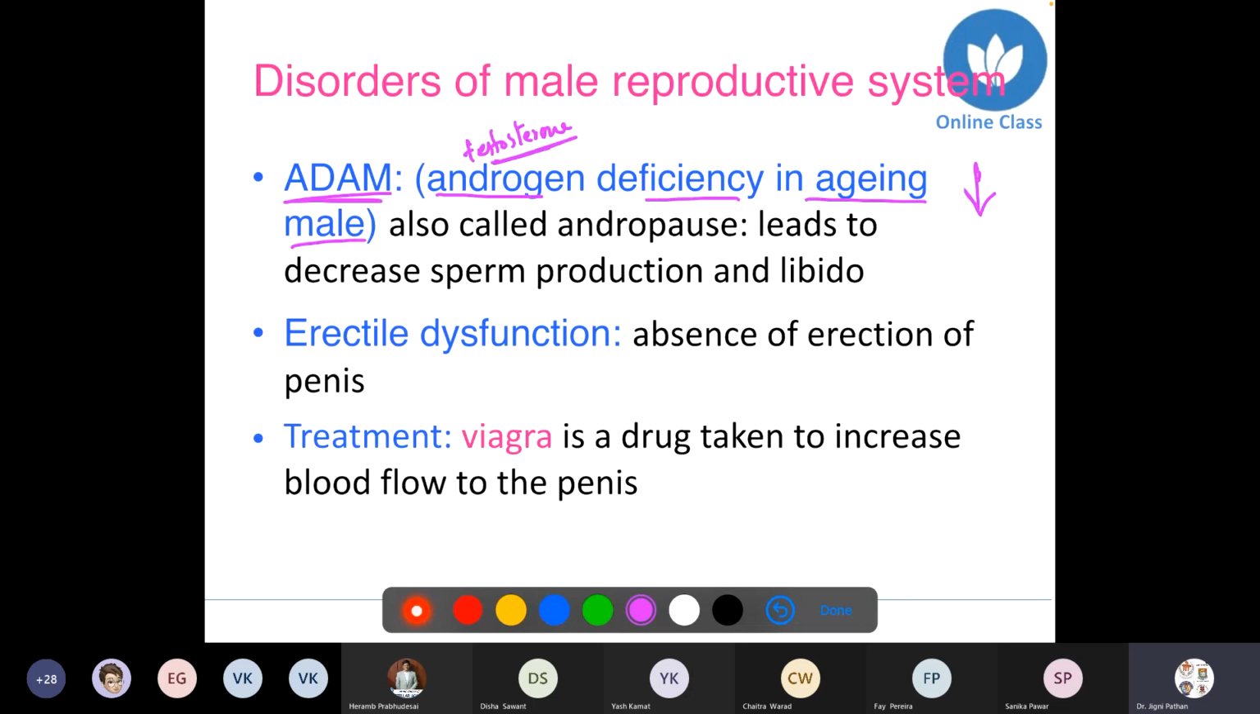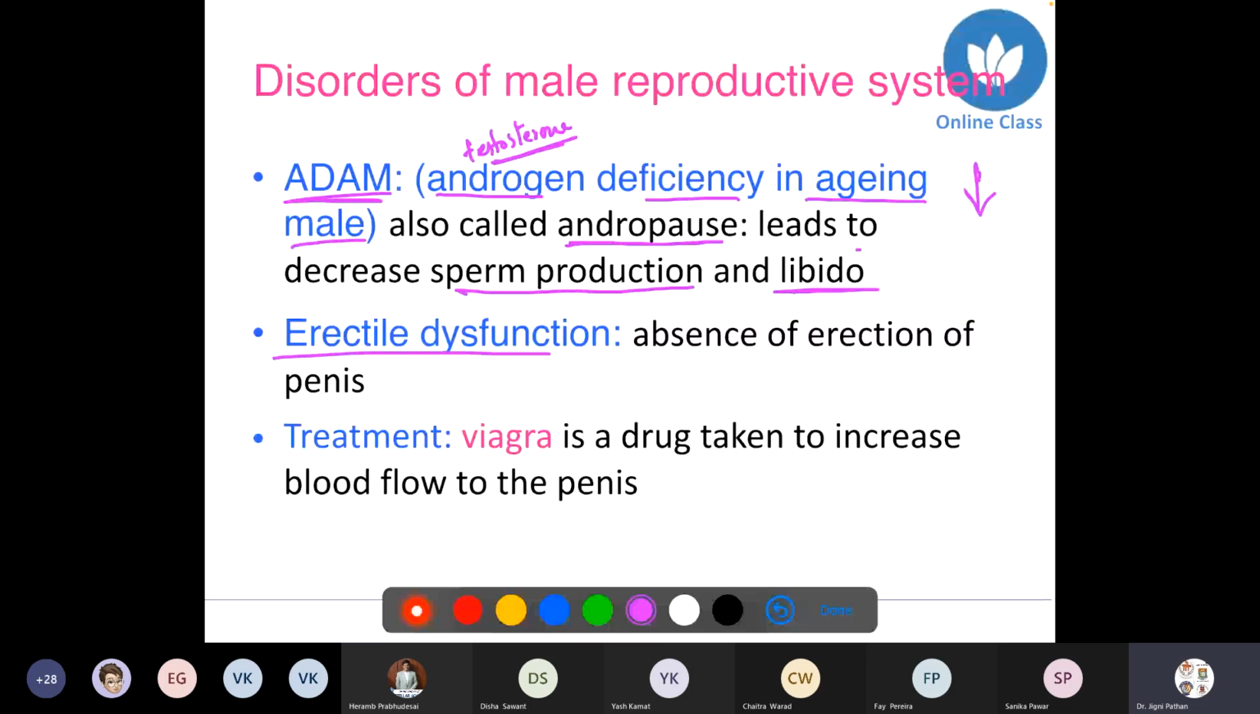As the females have menopause, males also have andropause. This leads to decreased sperm production and libido, which is a desire for sex. This is in the male reproductive system.